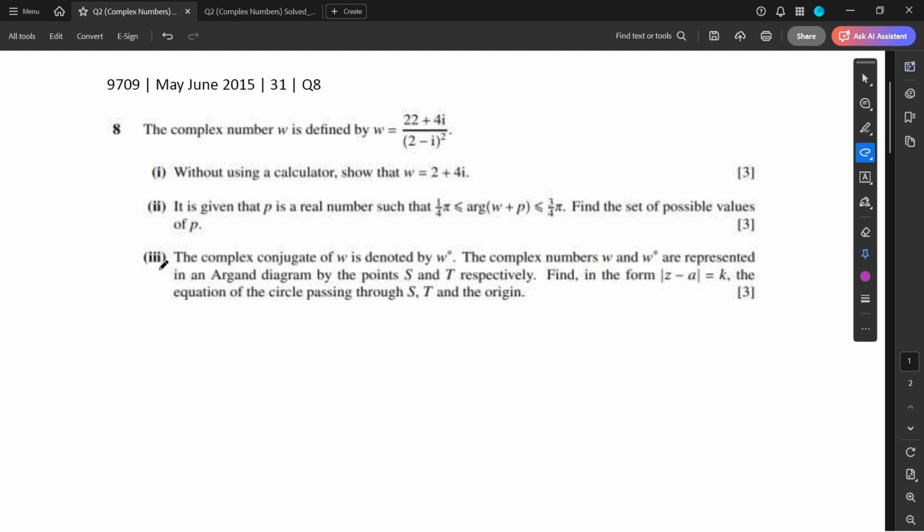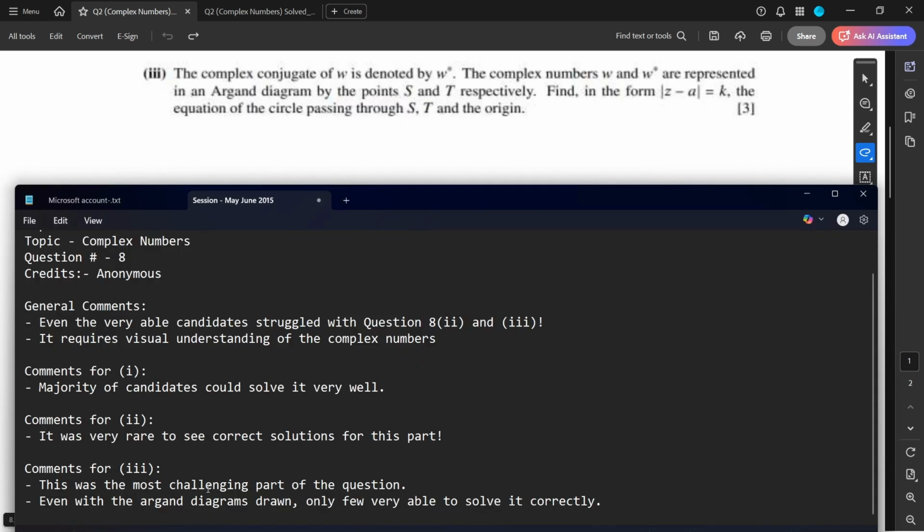Now let's move on to the third part of this question. We have the complex conjugate of w, which will be 2 minus 4i, represented by w star. Now this complex number w and w star in the Argand diagram are called points S and T respectively. Now we have to find, in the form of modulus of z minus a is equal to k, the equation of a circle passing through the points S, T and the origin. So yes, give it an attempt if you haven't already, as usual, and come back once you are ready. So welcome back if you did give it an attempt.